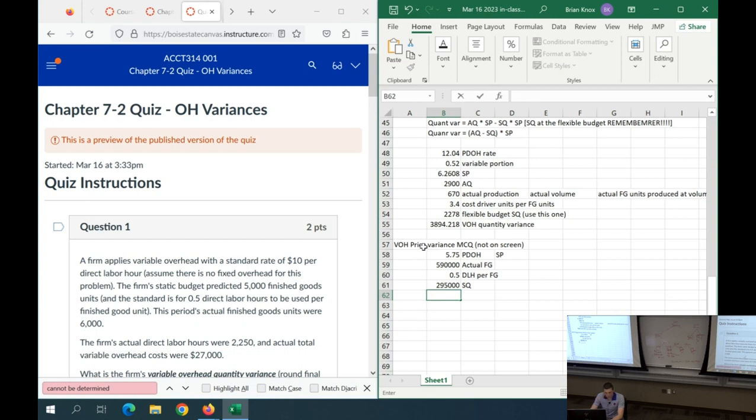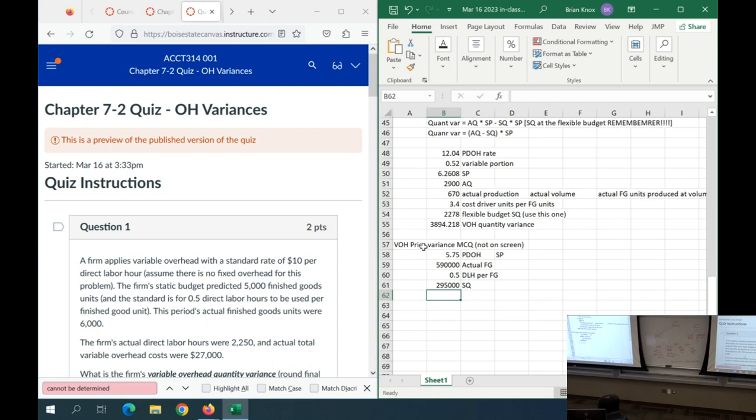I think I was just using the static budget projected units as the necessary quantity. Maybe. I'm going to look at the question one more time. I think I've got what the problem is. We actually produce 590,000 finished goods, but I don't know how many actual direct labor hours we used. I don't have an actual quantity.